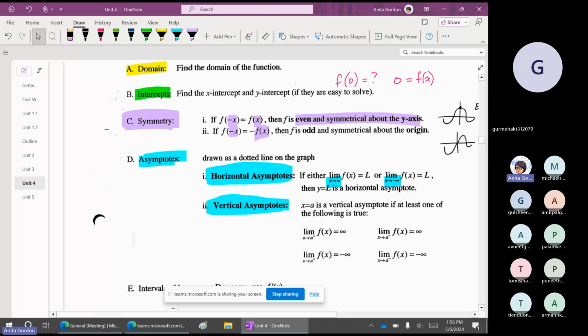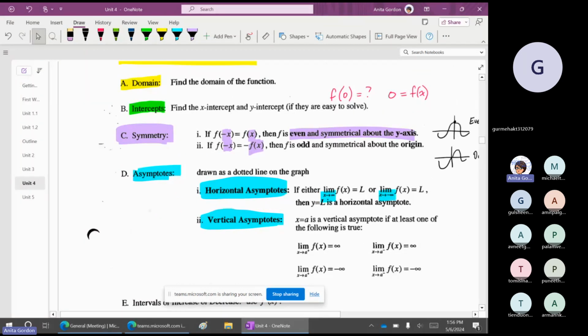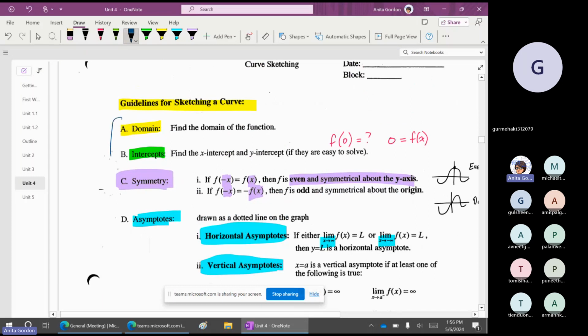You'll notice that these four words make an acronym we use: SAID. These are things we are going to inspect before we even do derivatives. We are looking for symmetry, asymptotes, intercepts, and domain. And all of these four, we are inspecting based on the original function f of x.